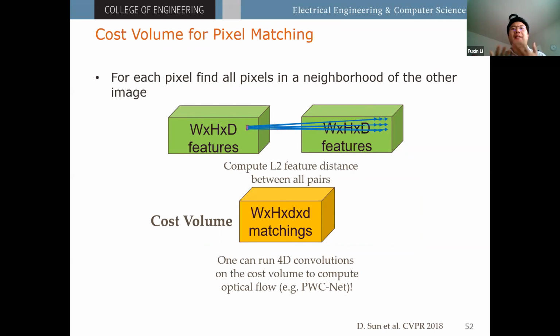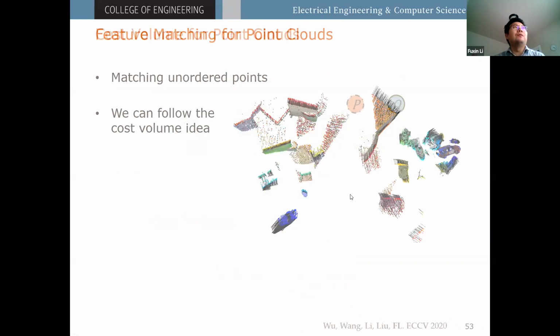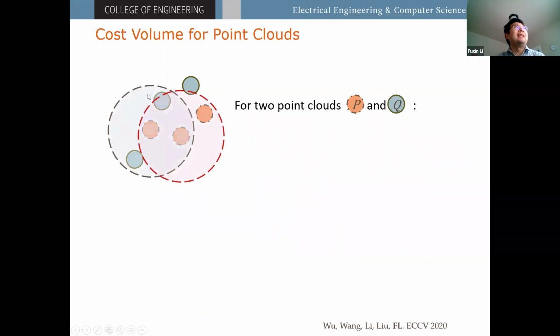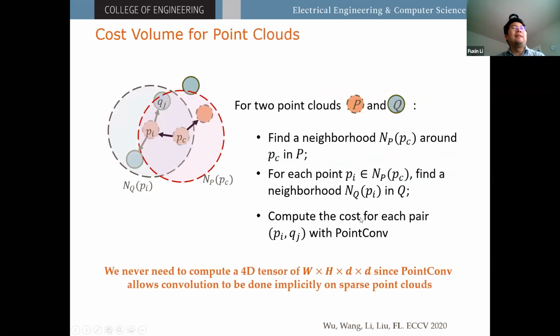So now we have PointConv. We don't really need to generate this huge cost volume. We can just discretize this very large cost volume onto k nearest neighbors. So in the end, we can create a point-based cost volume, which is basically k nearest neighbors on the first frame and k nearest neighbors on the second frame. Skip this animation. The point is that you can use PointConv to directly compute convolutions on the cost volume without really needing to instantiate a 4D tensor.